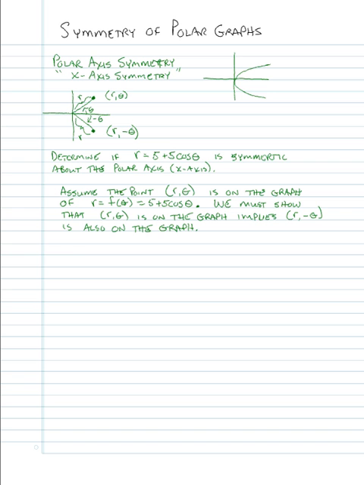So let's take the 5 plus 5 cosine. Instead of putting theta into the function, we're going to put negative theta. And so what we need to show is that also gives us the same r. And here's how we go about doing that. We need to remember the identity that the cosine of negative theta is exactly the same as the cosine of theta. And that's just simply an identity.